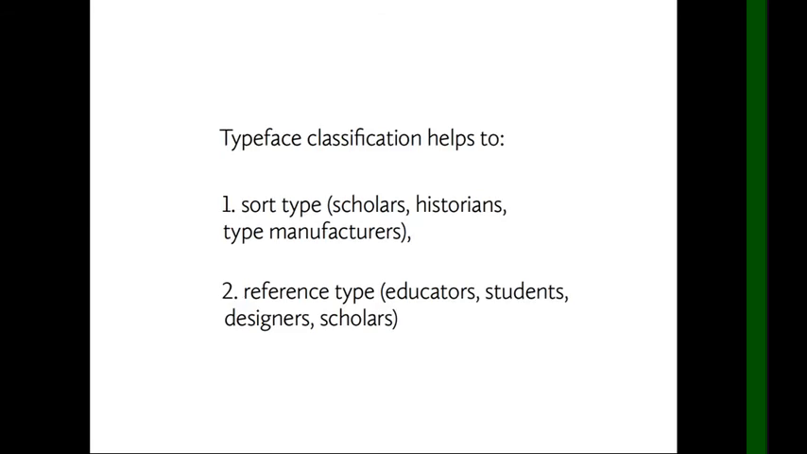So type classification helps us to sort type. Scholars, historians, and type manufacturers all need to sort through lots of different typefaces. And it helps us reference type. Educators, students, designers, and scholars all need to be able to refer to different typefaces. Having an agreed-on set of classifications helps both of these processes.